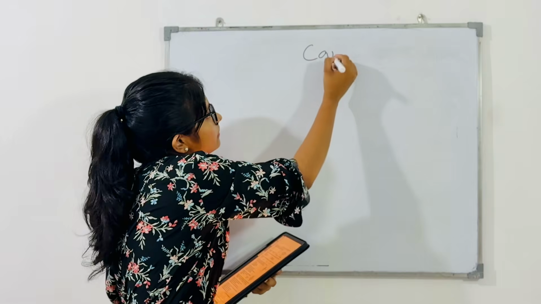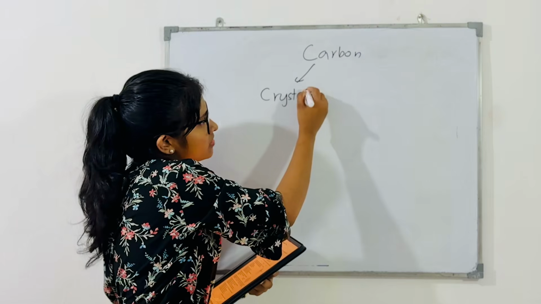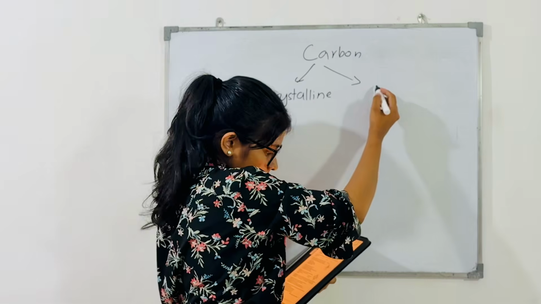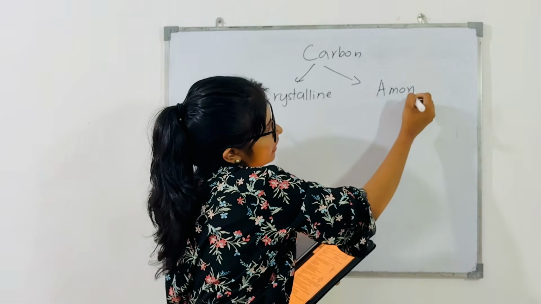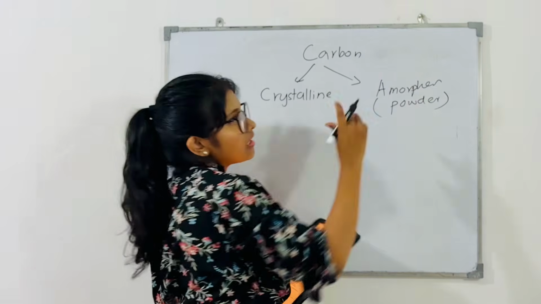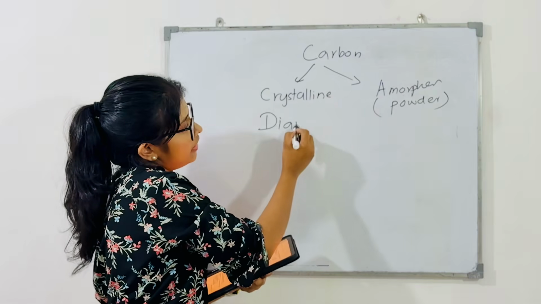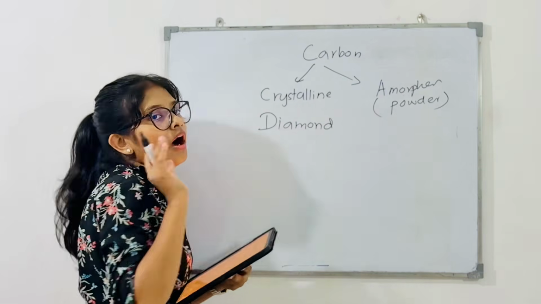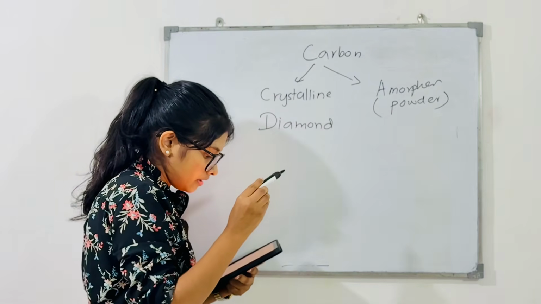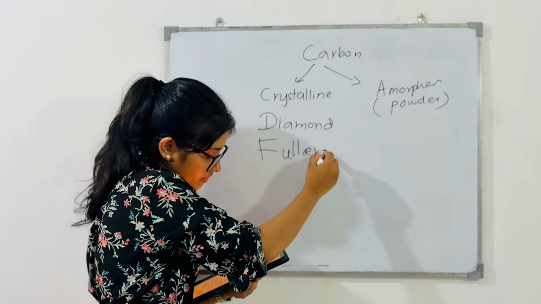If we take carbon, there is a crystalline form. It's very solid, right? Crystalline, it's very tough. And the other one is amorphous. Amorphous means like a powder. It's very brittle, like that. So the crystalline forms are diamond. I know you know diamond. It's one of the hardest substances in the world. So the diamond and fullerene, they are the crystalline forms.